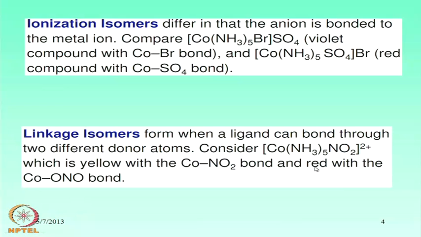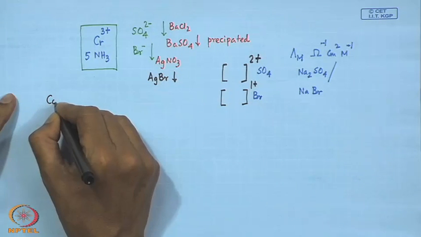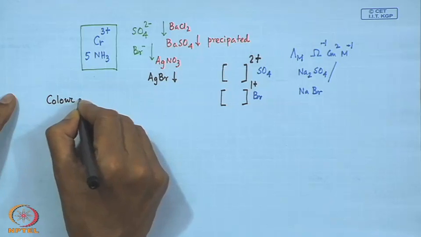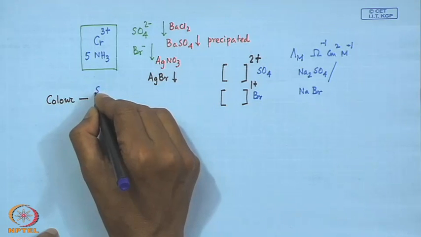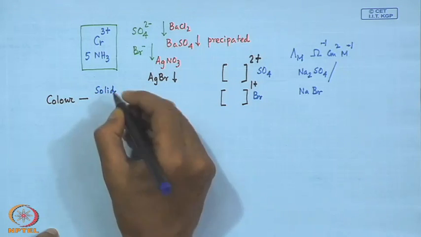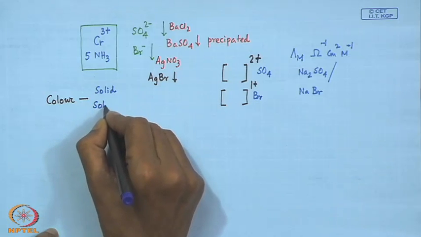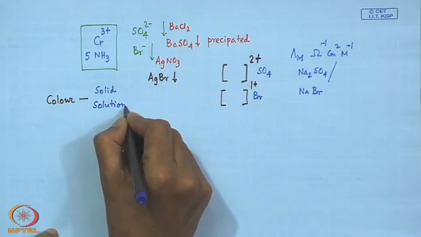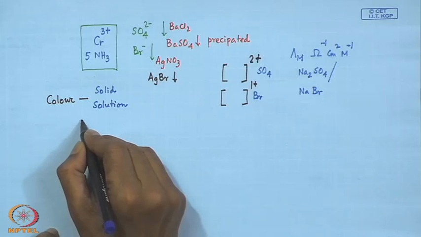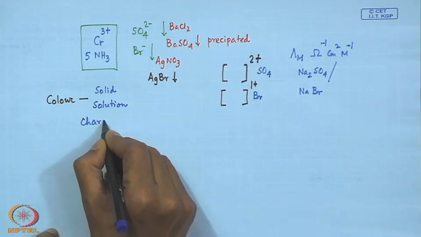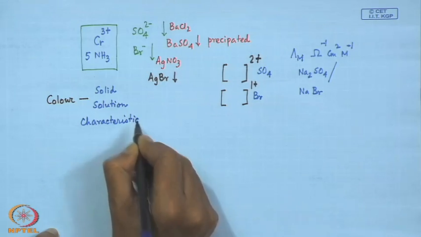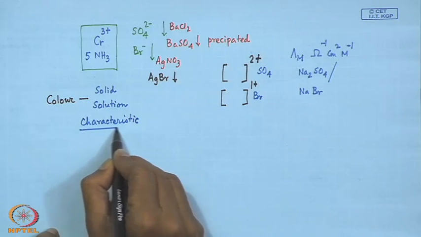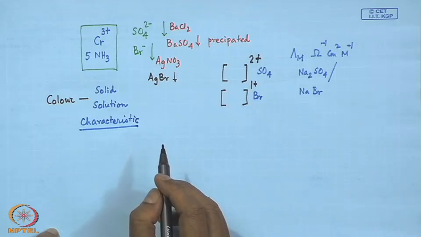So, color is very much important. That means the color of the compound, both in the solid state as well as in solution, is very much characteristic for the identification of the nature of the compound that we have.